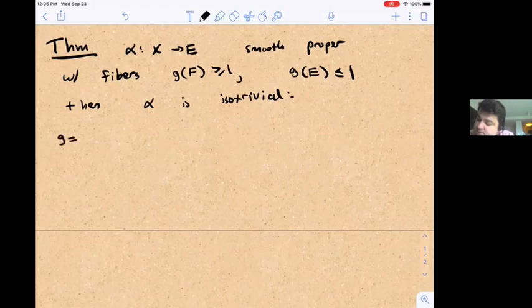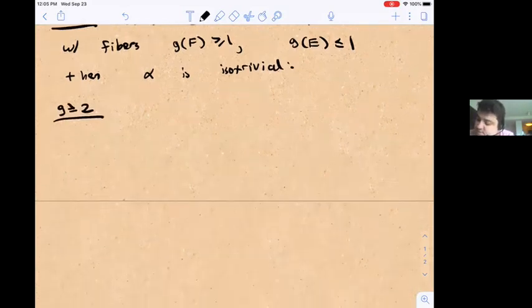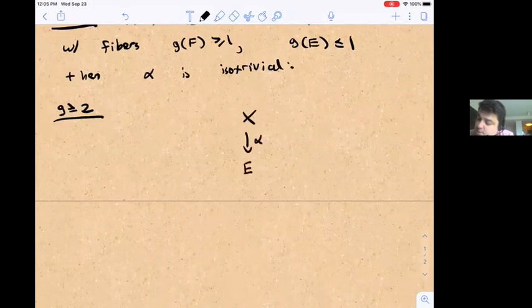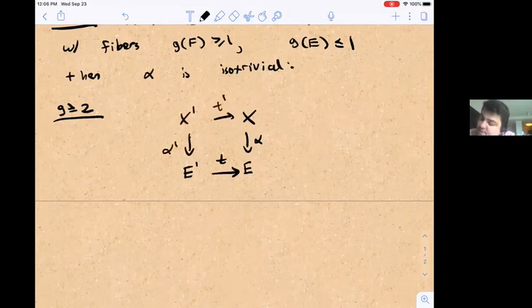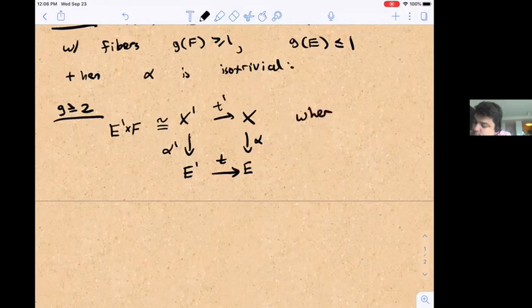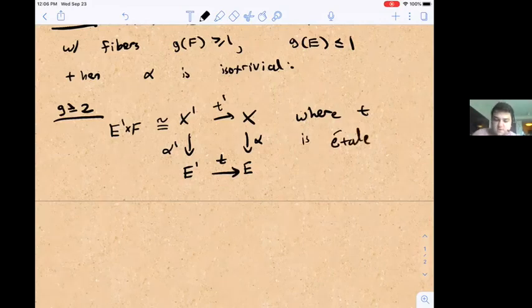So in the case that the genus is greater than or equal to 2, then this really means isotrivial in the strong sense that there exists some étale map T from E prime to E, so that when we pull back, then this alpha prime is really a product. Where T is étale or unramified.